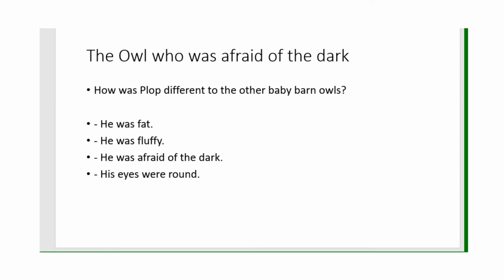Now then, this question, the answer is on the previous slide. But let's have a look at it. Let's read it together first. So it says, how was Plop different to the other baby barn owls? Read all 4 options. See if you can read them 4 options yourself.